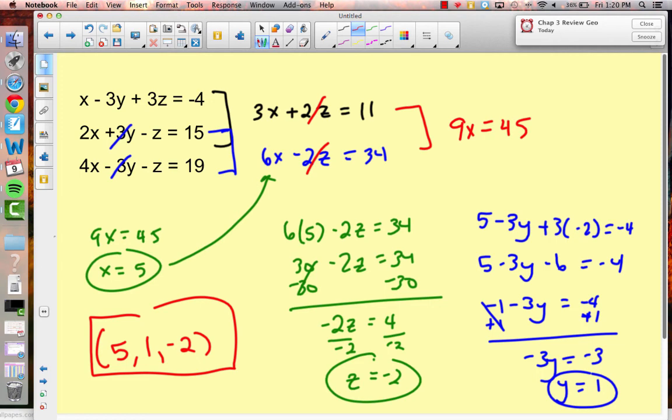If you have any questions about this type of example on elimination, please let me know. Both methods are equally correct. It's just what you prefer or whatever the directions ask for. So if you have questions, please make sure you ask me before you go on to your mastery check. That way I can get them answered, and then you should be good to go. Thanks for listening.